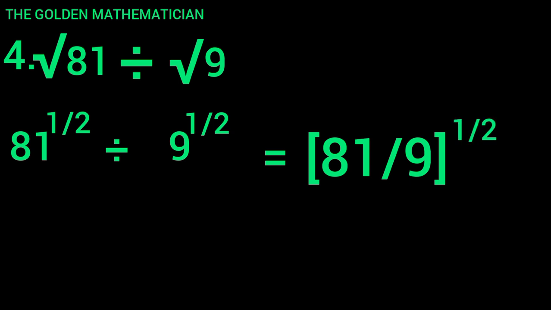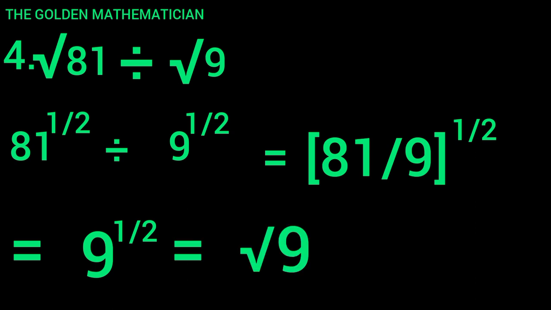So 81 divided by 9 is equal to 9. So now our final answer is going to be 9 raised to the power of 1 over 2, which is the same thing as the square root of 9, and our answer is 3. So our answer tallies with the first answer we got, so it definitely means we are on the right track.